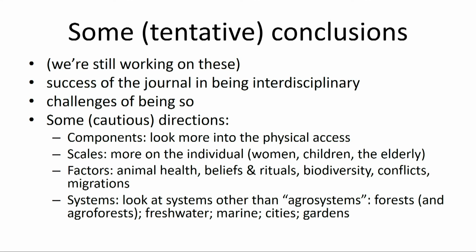And some cautious directions, from my perspective, would be perhaps to look more at physical access. In terms of scales, maybe look more into the individuals, especially women, children, the elderly. Look at some factors which are listed here, maybe animal health, beliefs and rituals, biodiversity, conflicts and migrations. And then look at systems other than the agro-systems, maybe more in the future, such as forests and agroforests, freshwater, marine systems, cities and gardens, with the household gardens, which you know are an important part of food safety, food security, and maybe peace in the world.